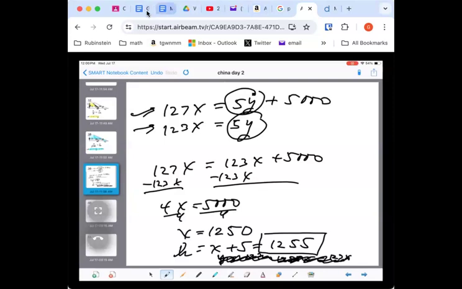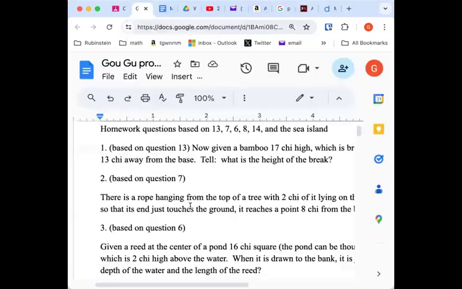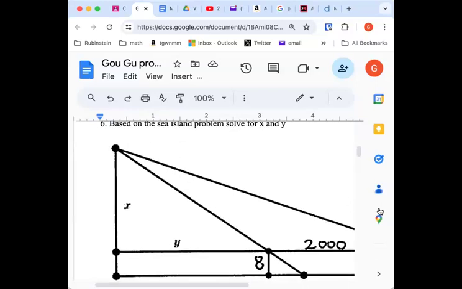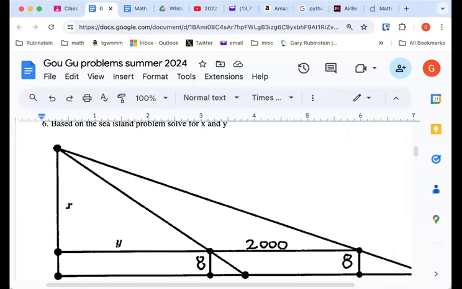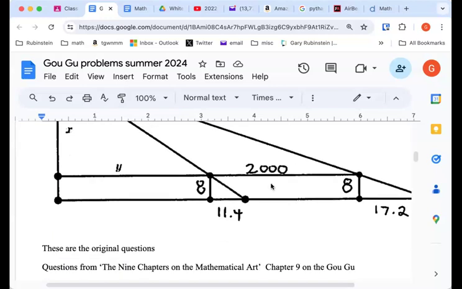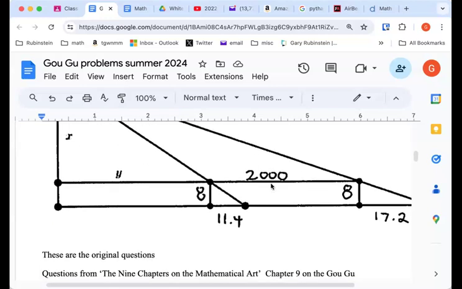Now you can see we've now covered question 6. I have the same diagram, but I have 4 different numbers. Now I have the numbers 2008, 11.4, and 17. Sorry for the decimal numbers. I forgot why I made those decimal numbers. I had some reason.